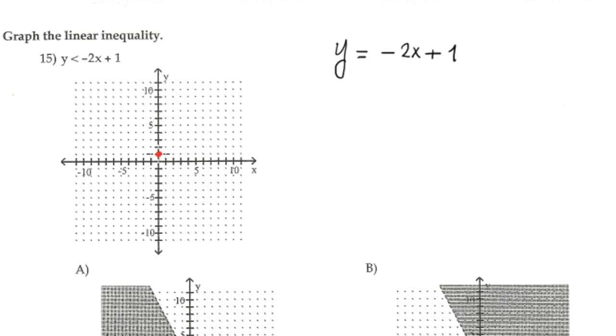This is the point (0, 1). And the slope is negative 2, then run is 1, and it drops 2 to here. This is the second point. And you're connecting both points by the line. What kind of line? In this case, a dotted line, because it's no equal, it's just less than. It's a dotted line, the symbolic way to indicate that the boundary does not belong to the solution.